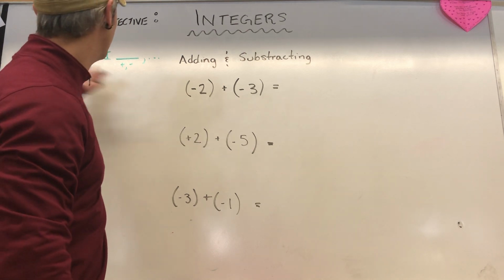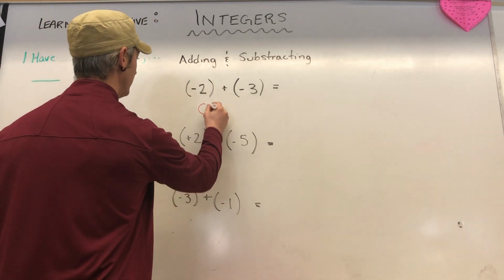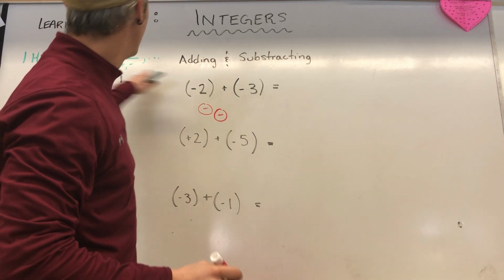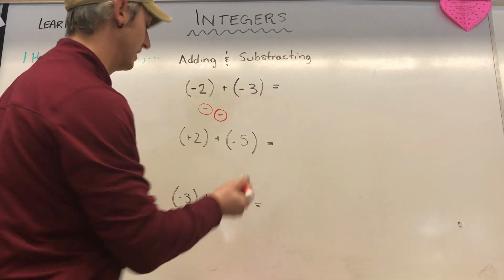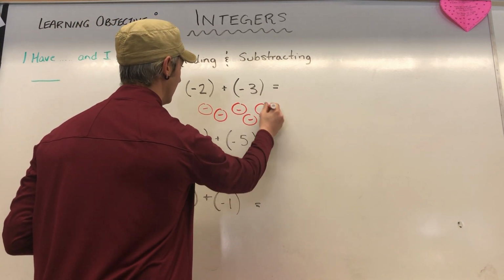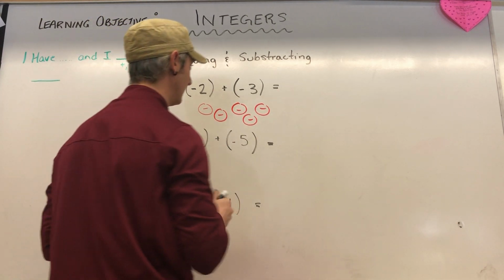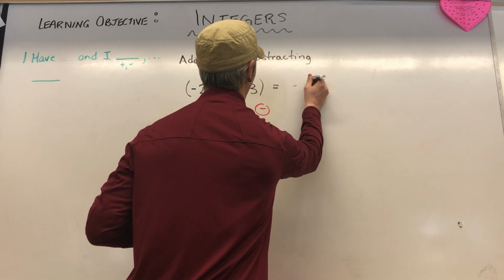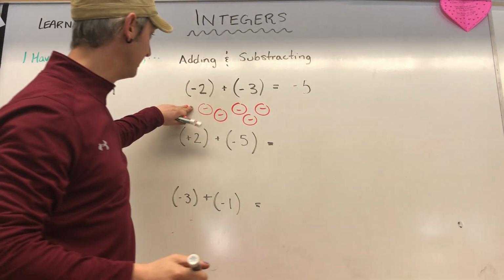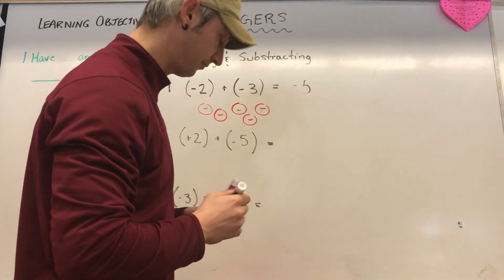I have 2 negative tokens. Just draw that out. I've got 2 negatives. And I add 3 negatives. So I'm going to add 3 negatives. And I'm left with negative 5. I have just one gender in my answer. That's exactly what I want. Just negatives. If I had any positives here, I would have to cancel them out.